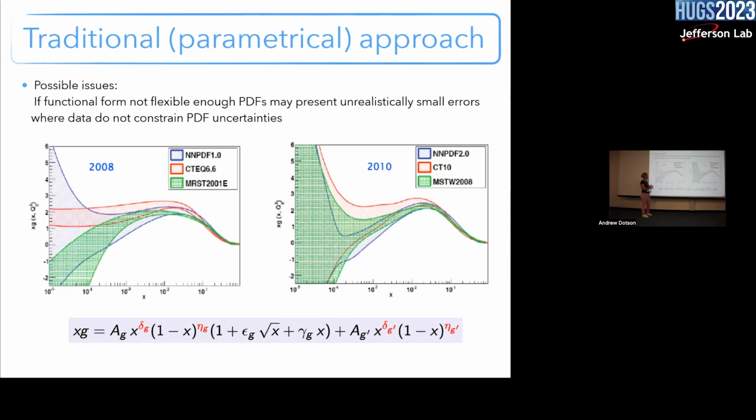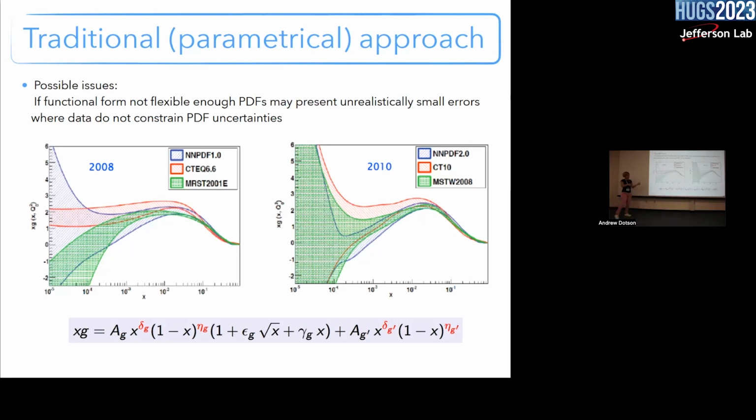And then as soon as there were data in this region, this parameterization was not flexible enough to accommodate this data. So what happened in 2010 is that both the CT collaboration and the MSTW added an extra term to the gluon. So this extra plus A_G' x^δ_G', and so on. And you can see suddenly what happened. The gluon went from being like that to exploding at small x, where we didn't have data, no? And the same for the CT parameterization.